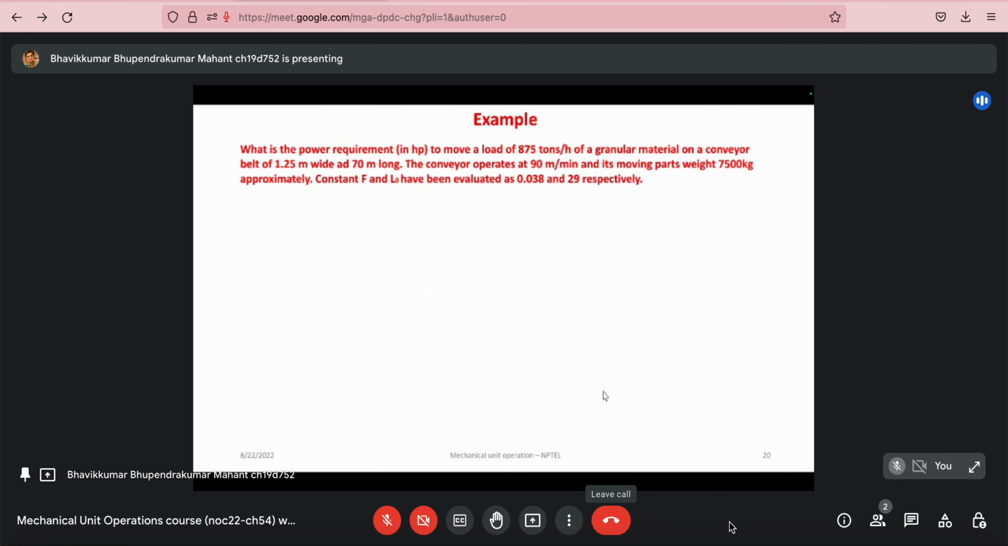So, an example: what is the power requirement, in horsepower, to move a load of 875 tons per hour of conveyed material on a conveyor belt 1.25 meters wide and 70 meters long? The conveyor operates at 90 meters per minute, and its moving parts weigh approximately 7500 kg. Constants F and L0 are always given, like 0.038 and 29. F is always between 0.03 and 0.05.